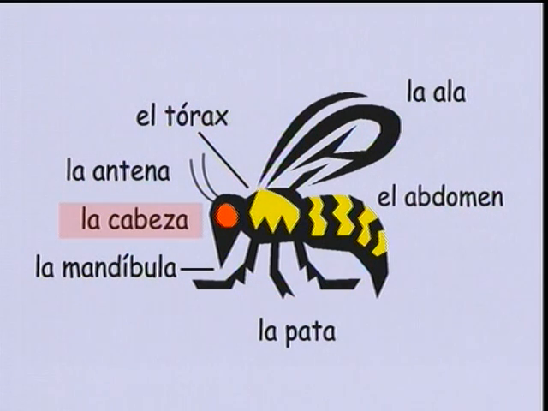La cabeza. El abdomen. El tórax. La mandíbula. La pata. La antena. Y la ala.